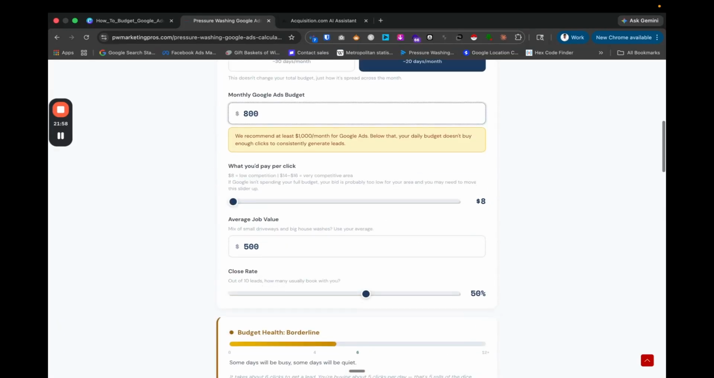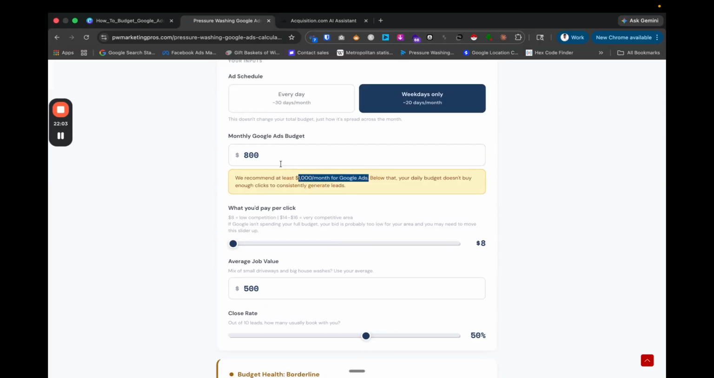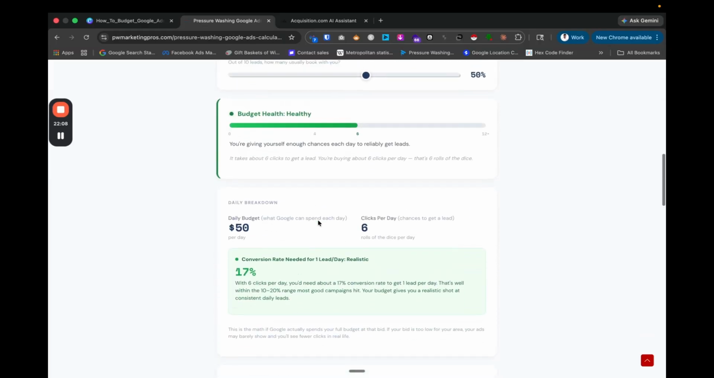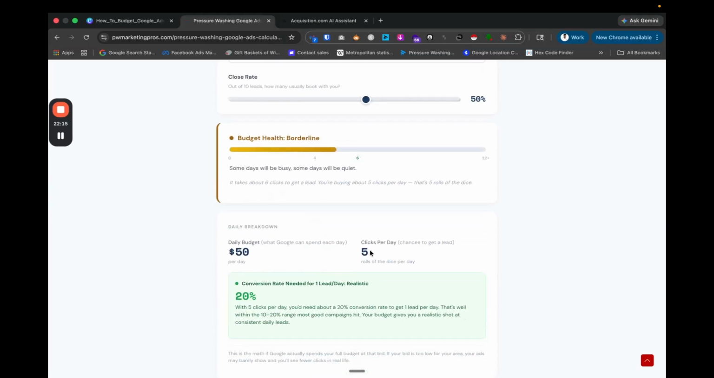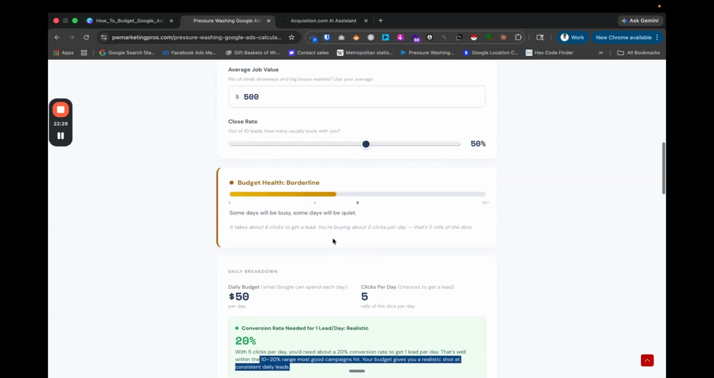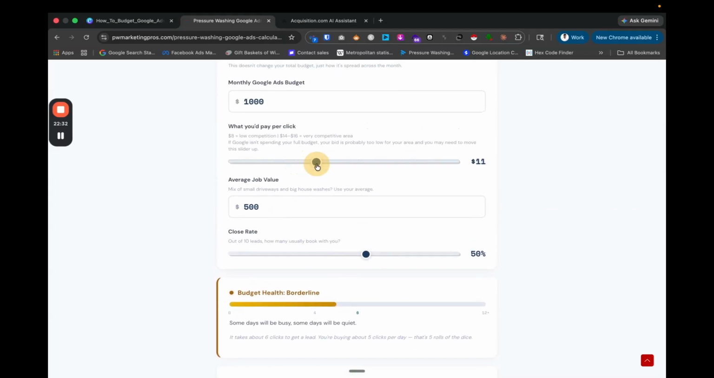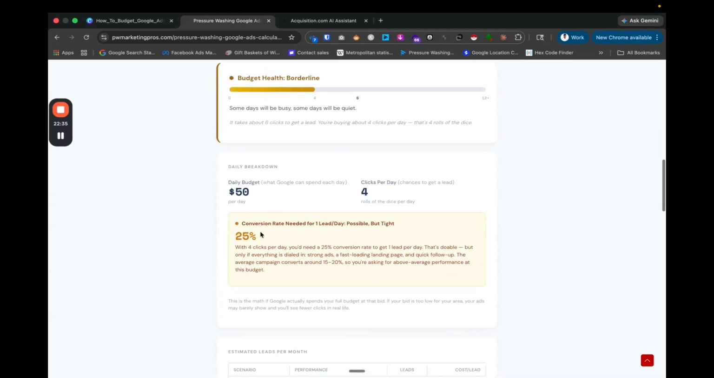Even if I put $800, we recommend at least $1,000 a month, because if I do $1,000 a month right now, you can see this is somewhat healthy if my click is $8. Even if it's $10, I'm getting 5 clicks per day. I'd have to convert at 20%. That's well within the range of 10 to 20% that most good campaigns hit at. If I go ahead and I change the numbers and I say, you know what, it's going to cost me $12, then at that point it's going to be 25%. And so it's doable, but only if everything is dialed in.